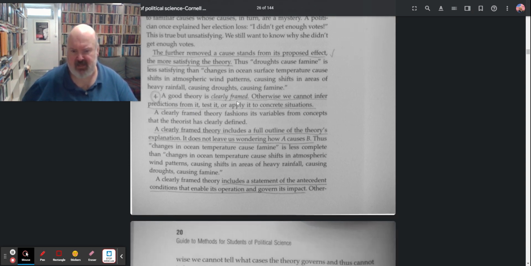A good theory is clearly framed. Otherwise, we cannot infer predictions from it, test it, or apply it in concrete situations. So it has to be clearly framed. Otherwise, we cannot infer predictions from it, and we cannot test it. In other words, a clearly framed theory fashions its variables from concepts that the theorists have clearly defined. So the variables come from concepts that have been clearly defined.